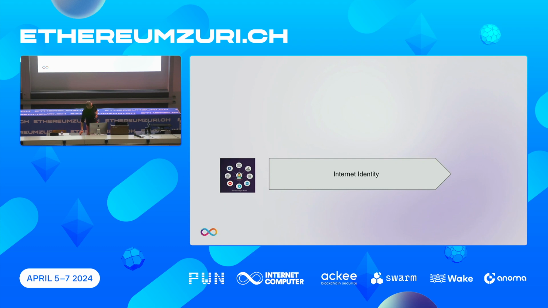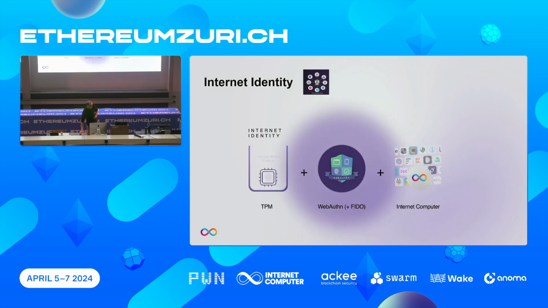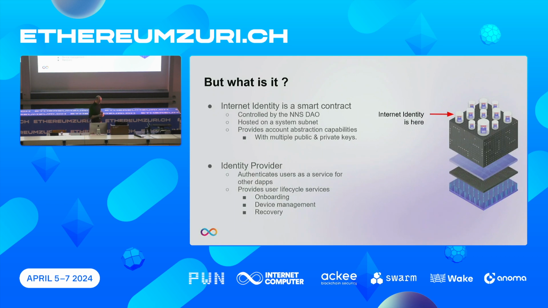And the last thing I want to talk about briefly is Internet Identity. So what is Internet Identity? Two things really to take from it. Internet Identity is another smart contract on ICP. It is controlled by a DAO. It is held on a special subnet. And what it does is effectively abstract away the pain of dealing with passkeys. And so it offers features like onboarding, device management, and device recovery. And so it is used as an authentication layer and as a session management layer.